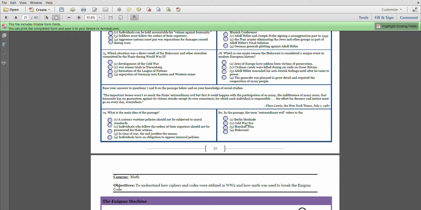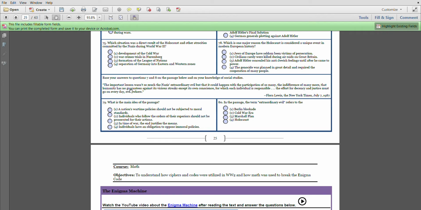Base your answers to questions 79 and 80 on the passage below and your knowledge of social studies. The important lesson wasn't so much the Nazis' extraordinary evil, but that it could happen with the participation of so many, and the indifference of many more. That humanity has no guarantees against its vicious streaks except its own conscience, for which each individual is responsible. The effort for decency and justice must go on every day, everywhere. Flora Lewis, New York Times, 1987.